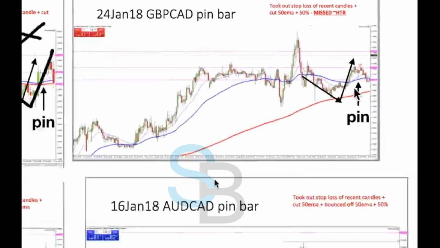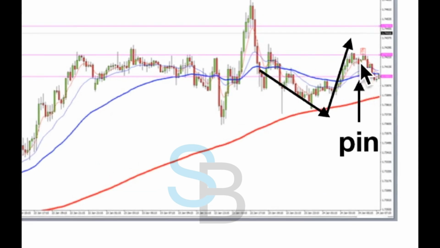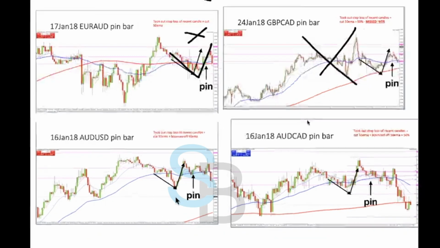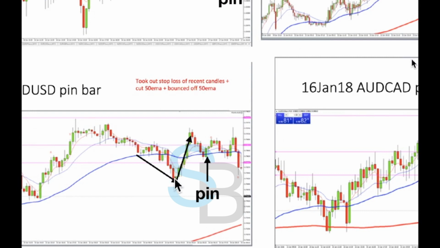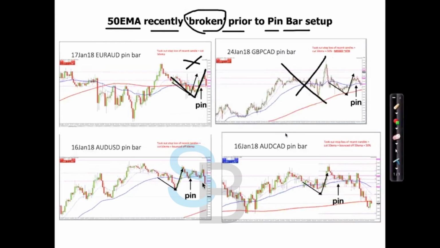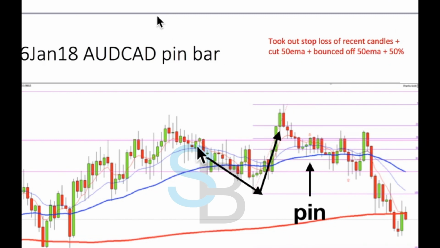Okay, another example over here. Price breaks below the 50, comes back up, and the pin bar appears, and that's not what I want. Another one, you can see price breaks below the 50, comes back up, and pin bar appears right here. And again, if you had taken the trade, it would have been a losing trade. One last example. Again, you can see price breaks below the 50, goes above the 50, pin bar appears, take the trade, and losing trade.